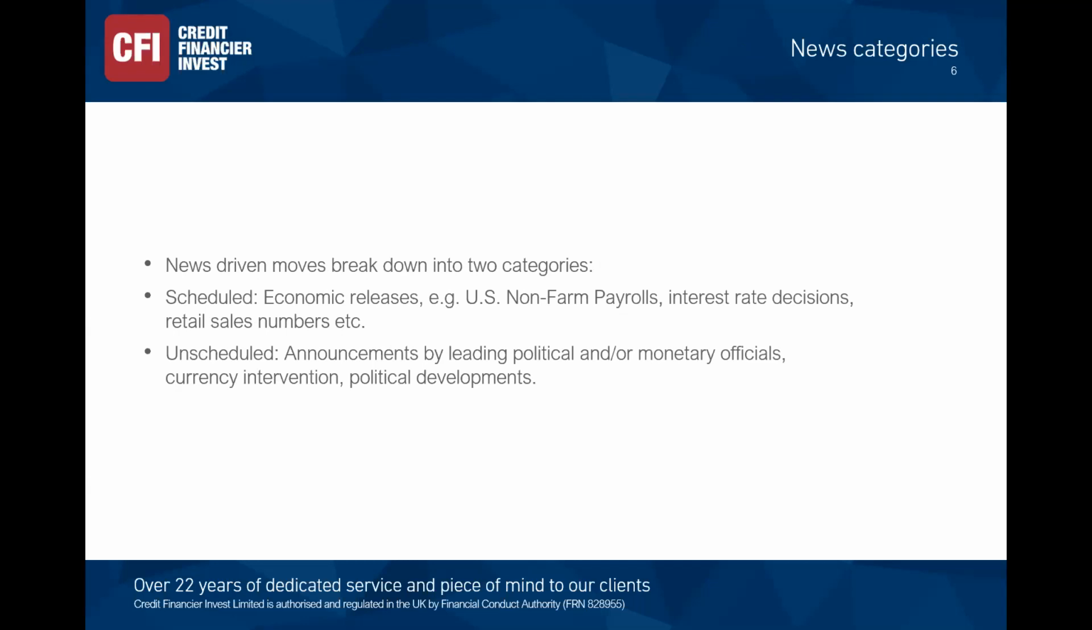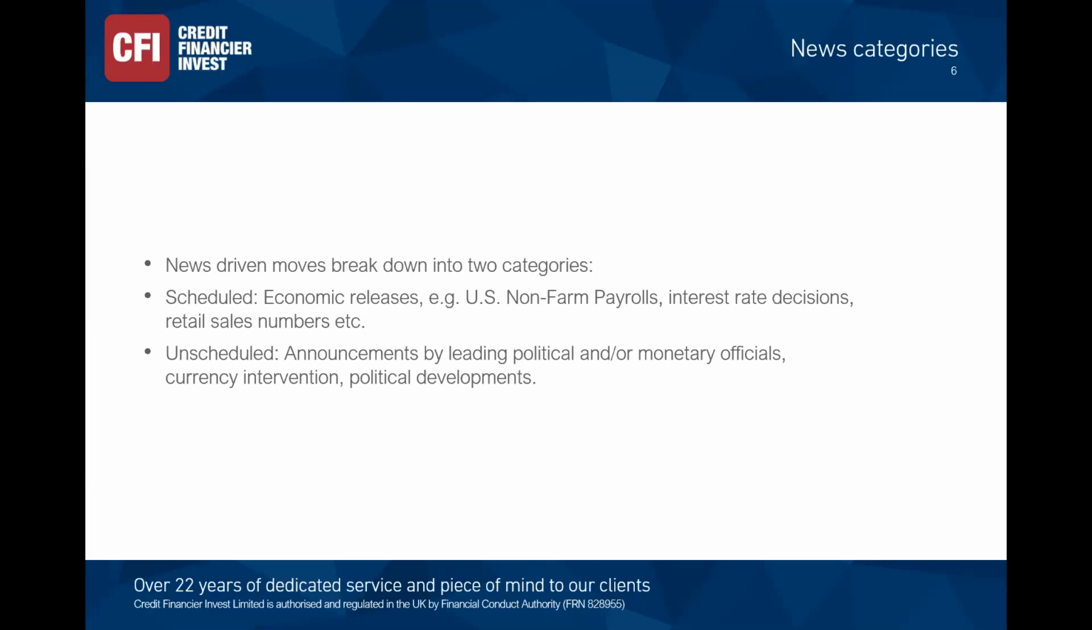Okay, so breaking news moves down into two categories. We have two types of release, or two types of news move. We have the scheduled pieces of news, and these are economic releases such as non-farm payrolls, which we're going to get tomorrow, interest rate decisions by central banks, retail sales figures, consumer price figures, survey data, anything that is going to come out of a government body, or a government-related body, which can have an effect or shed some kind of light on the economy. And when the data comes out, then the market reacts to the data.